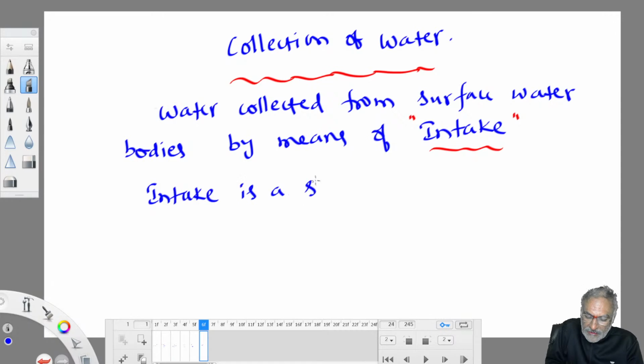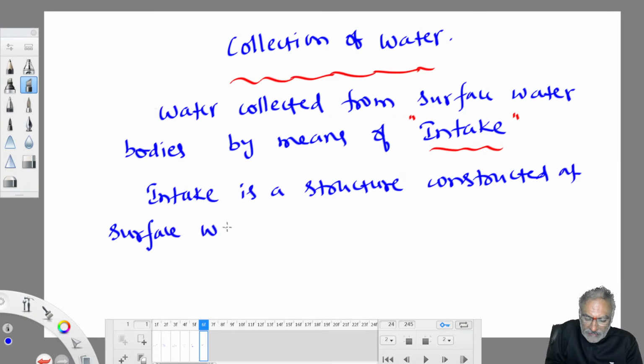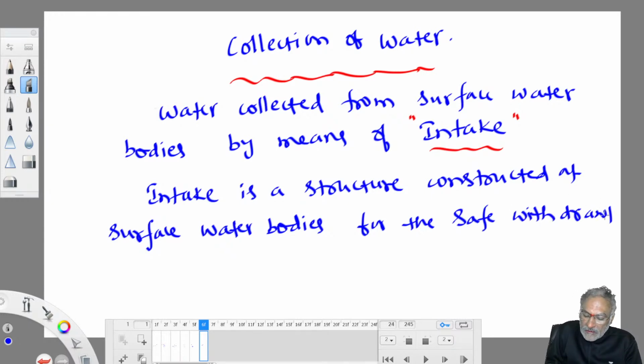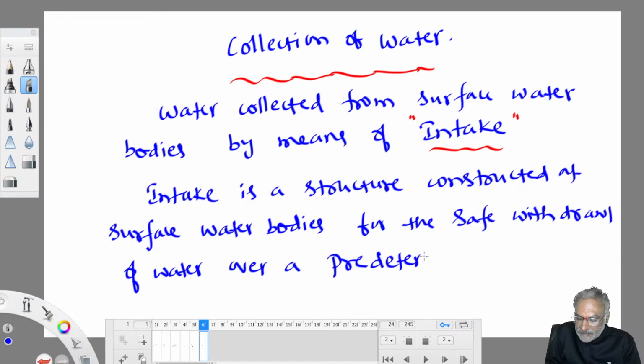Intake is some kind of structure constructed at surface water bodies for the safe withdrawal of water over a predetermined pool range. So this is the textbook definition of intakes.